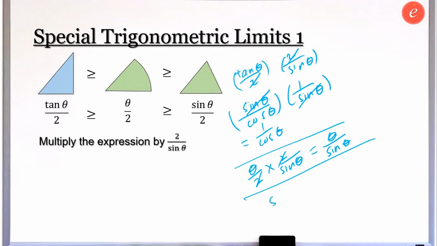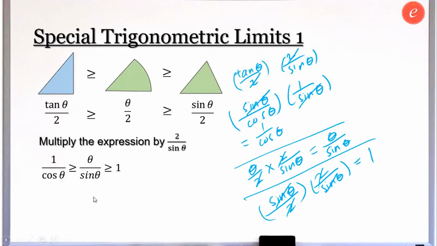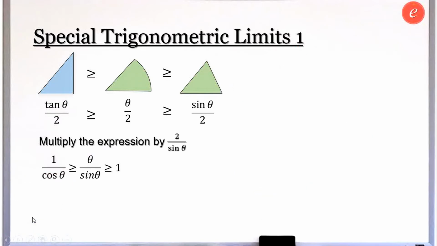For the third one, it's very simple. Sin theta over 2 times 2 over sin theta: the 2 and 2 cancel, sin theta cancels, and we have 1. So this is the expression that we will get. Now we'll take the reciprocal of this expression, and we have something like this. Remember to reverse the signs because the inequality is now different.